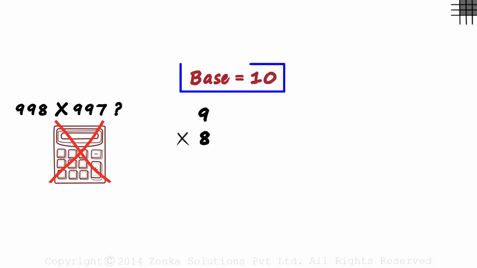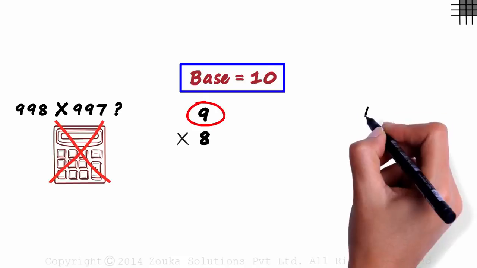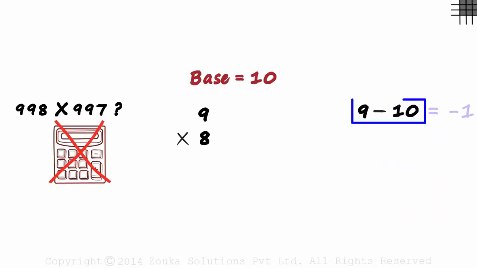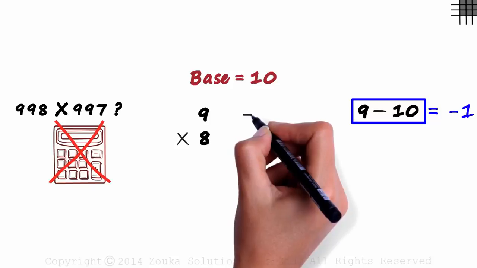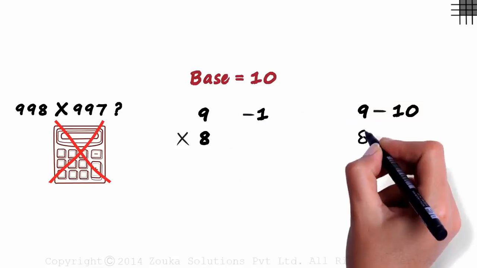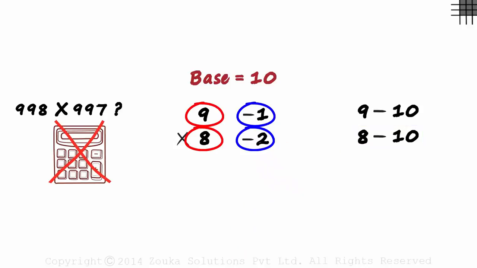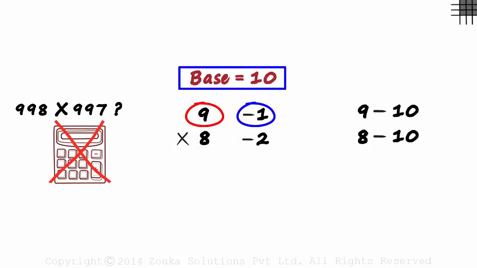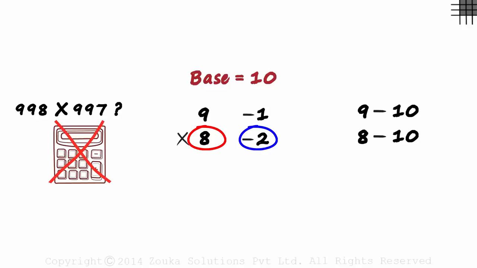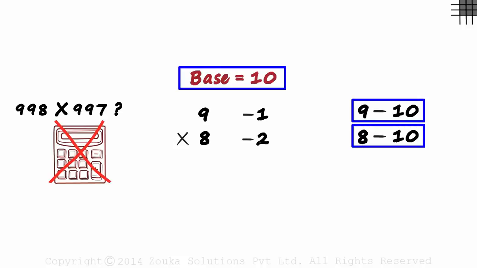First, we subtract the base from each of these numbers. Subtracting the base from the first number, we get 9 minus 10. That equals minus 1. We write it next to that number. Next would be 8 minus 10. That equals minus 2. These two numbers tell us how far these two numbers are from the base. 9 is minus 1 units away from the base and 8 is minus 2 units away from the base. So the initial two steps: choose the base and subtract it from the numbers.